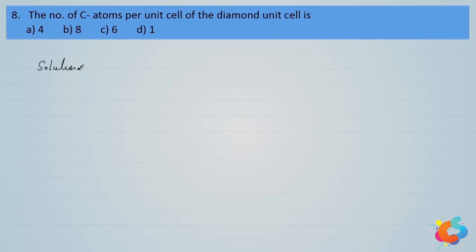The solution is, carbon in diamond crystallizes as FCC, that is face-centered cubic crystal lattice, and 4 more carbon atoms are found to be present in alternate tetrahedral voids. Thus, the number of carbon atoms can be calculated as Z effective is equal to Z effective in FCC plus Z effective in alternate tetrahedral voids.